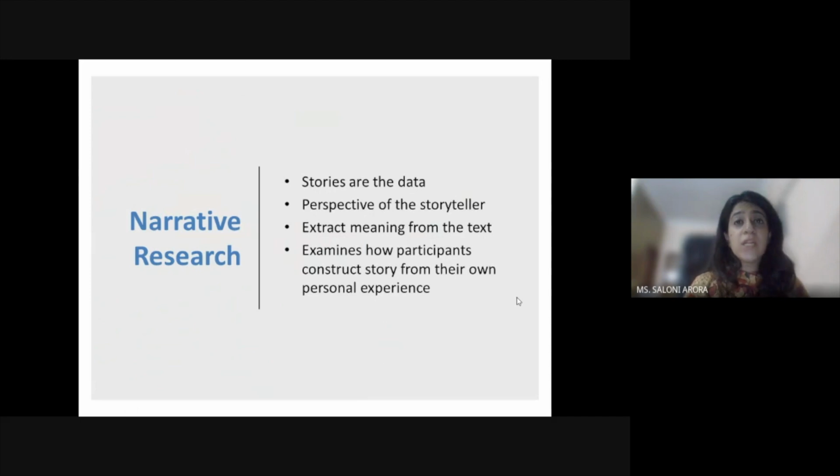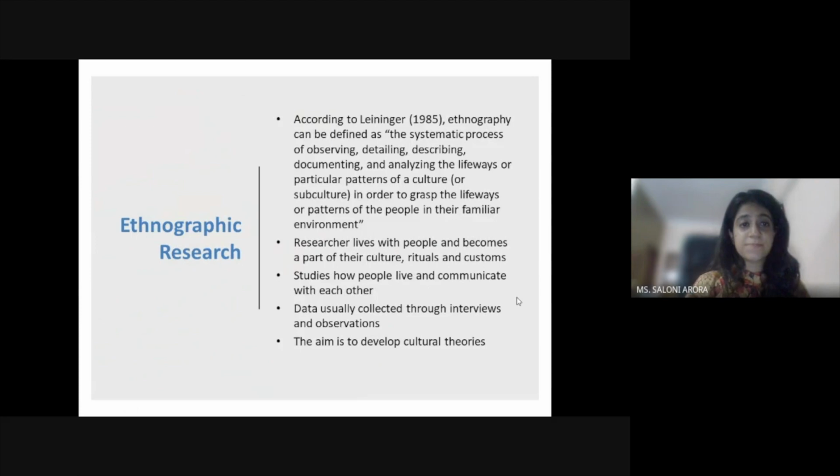Now, what is the reason behind such a story, or why is one acting or behaving in such a manner, is what we study in the narrative research. So, actually, here the participants are going to construct a story from their own personal experience. And taking all this together, we're going to analyze it.